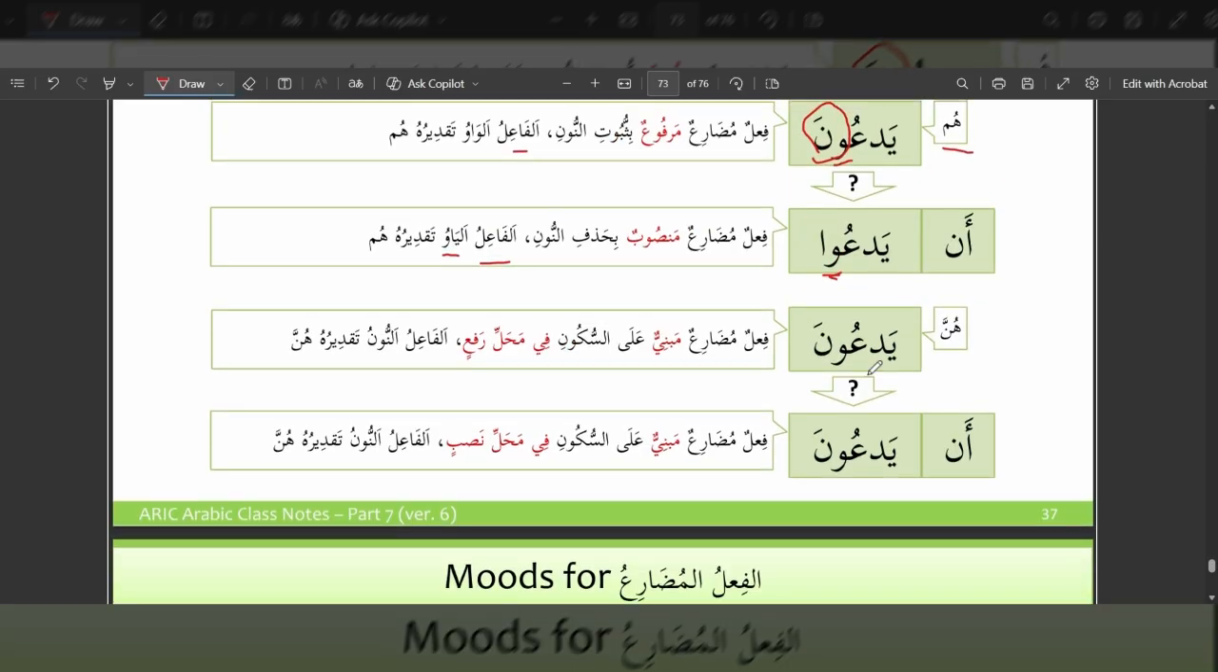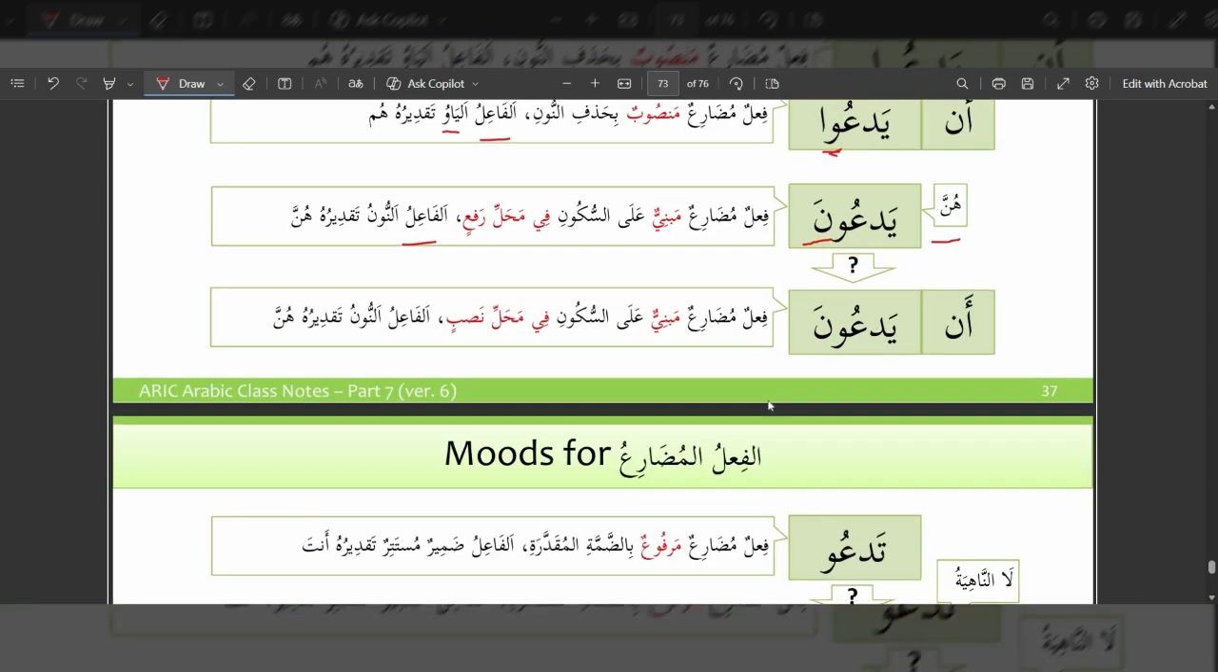Then we have yad'una, which is in the pronoun hunna, that is, they all female. So this means they all are calling again female. فعل مضارع مبني على السكون في محل رفع. That is, this is a present tense fixed on the sukun in the form of raf. And the doer here is the noon taqdiruhu hunna. So the noon here is the fa'il, the doer, which tells us that it is the pronoun hunna. That is, they all female.